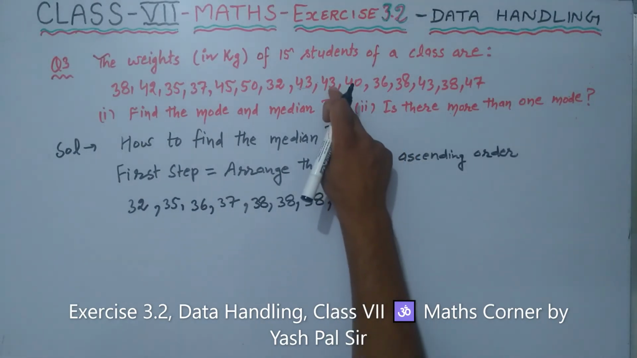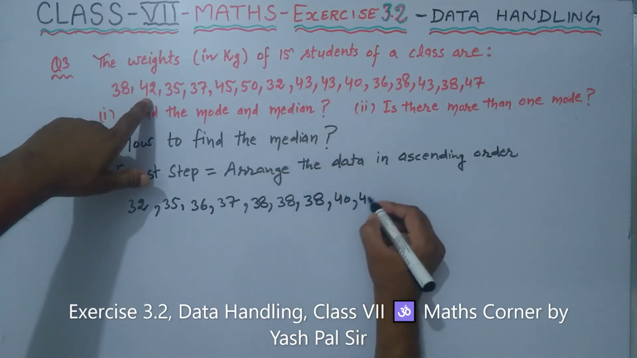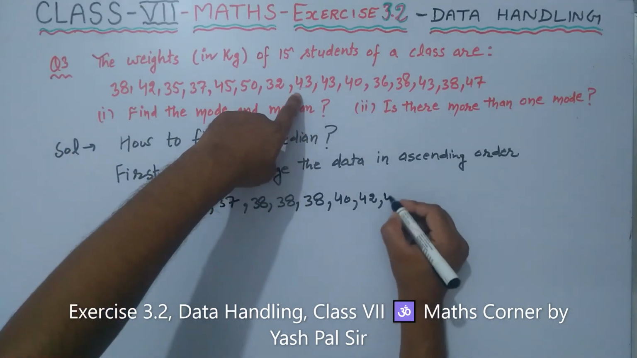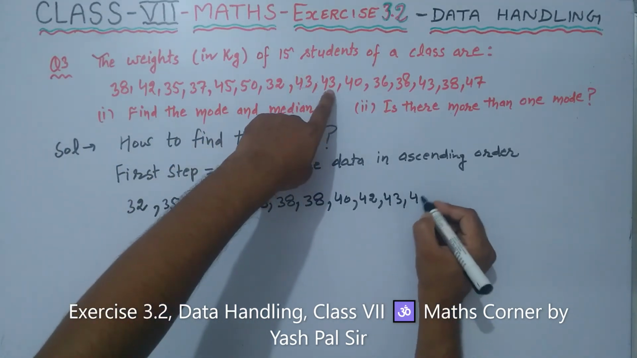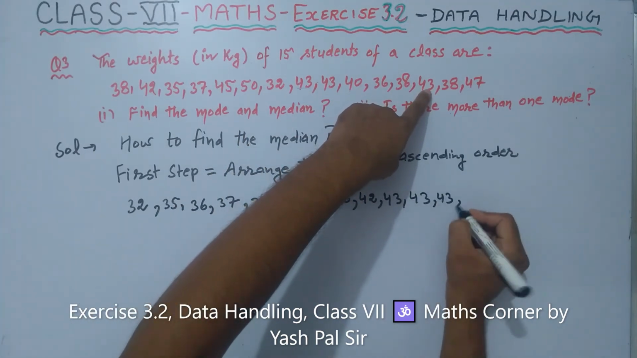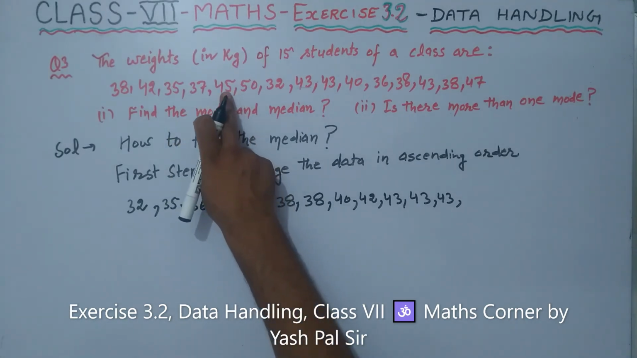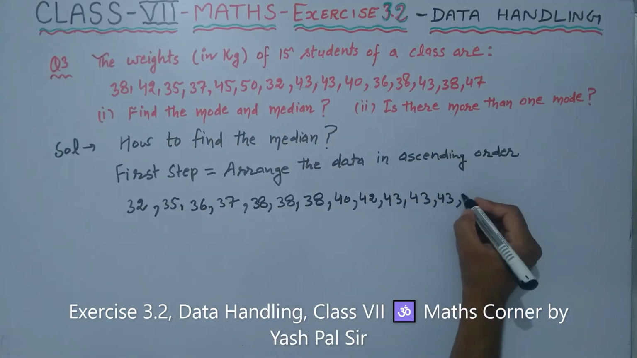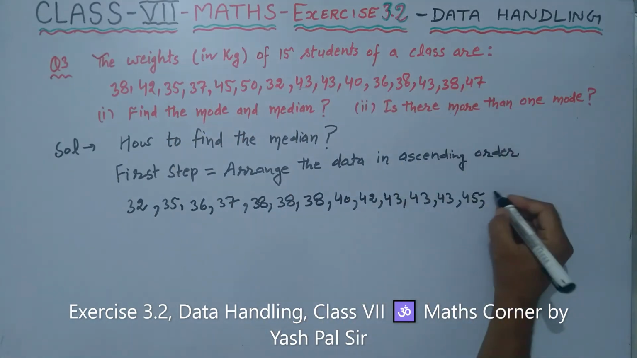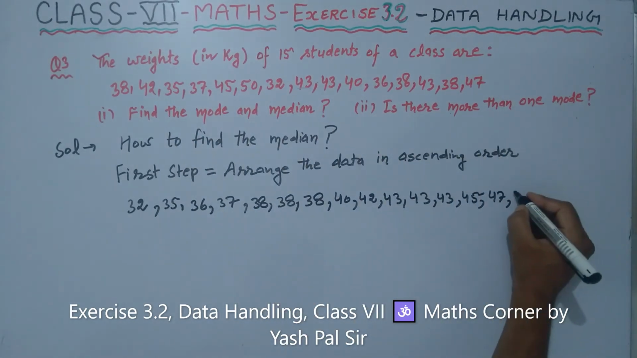After 40, this is 43. How many times? 42. After this, 42 is there. Next number is 43. Again 43. Again 43. 3 times. After 43, we have 45. Next number is 47. Next number is 50.